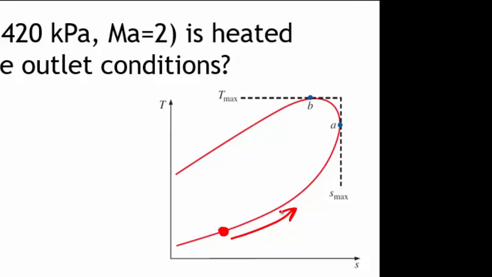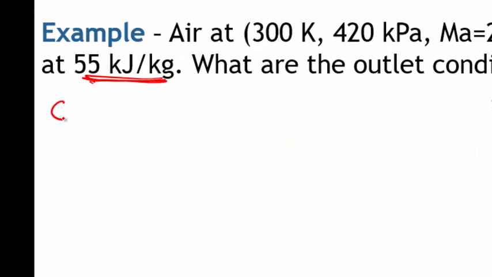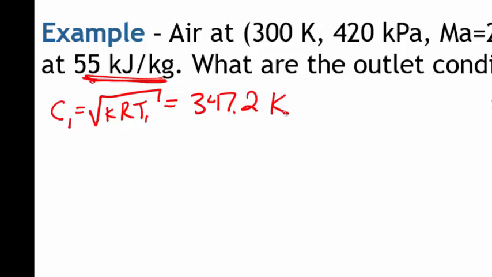First we need to find out what the inlet conditions are, so let's find our speed of sound at the inlet. Remember, the speed of sound is the square root of kRT. If I put in kRT for air, and I know my inlet condition T1, that comes out to be 347.2 Kelvin. So there's my speed of sound.